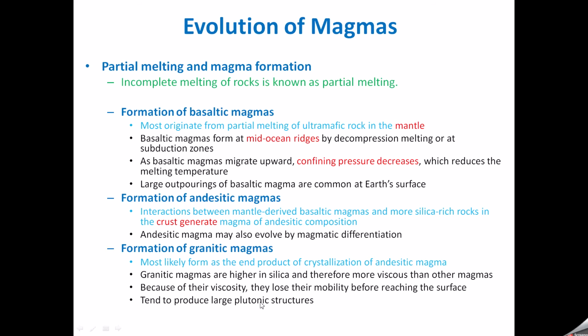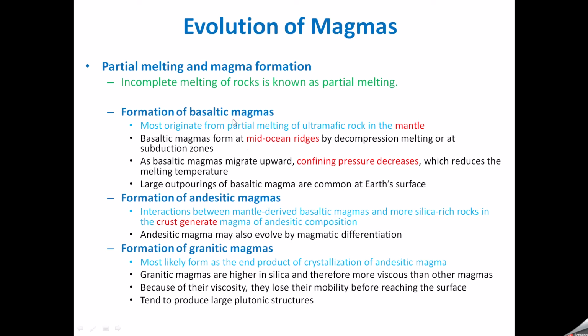More viscous than other magmas. Because of their viscosity, they lose their mobility, become very slow, before reaching the surface. So granitic magmas tend to produce large plutonic structures. So plutonic, under the surface. They form plutonic bodies under the surface because of their viscosity.